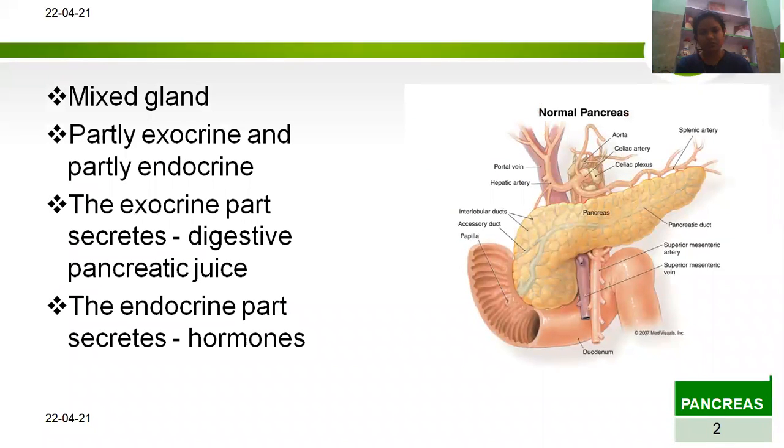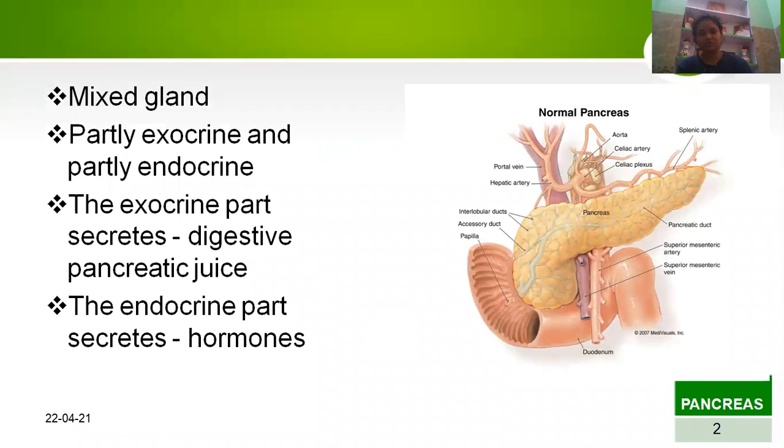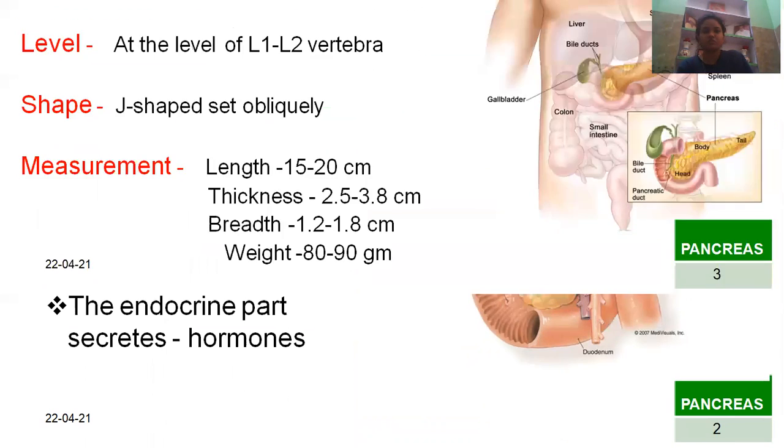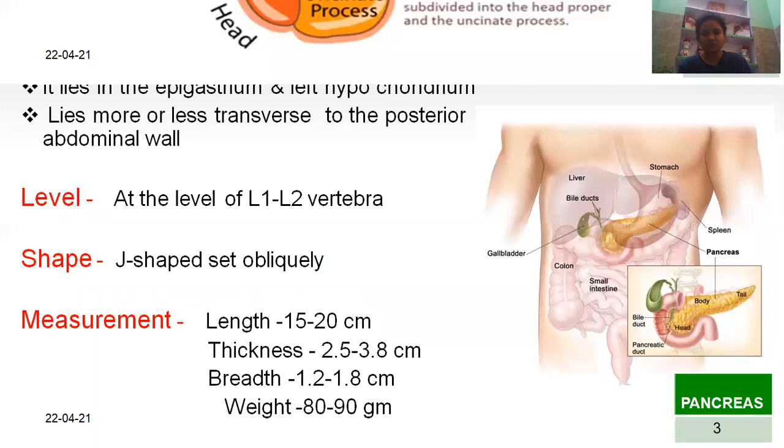The pancreas is a soft, lobulated and elongated organ. It is a mixed gland, partially exocrine and partially endocrine. The exocrine part secretes the digestive juice, and the endocrine part secretes hormones. The level is L1, L2 vertebra, and the location is epigastrium and left hypochondrium. The measurement is 15 to 20 centimeter length, 0.5 to 3.8 centimeter thickness. Breadth is 1.2 to 1.8 centimeter, and the weight is 80 to 90 grams.